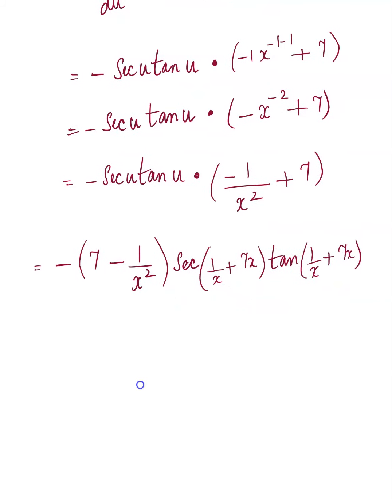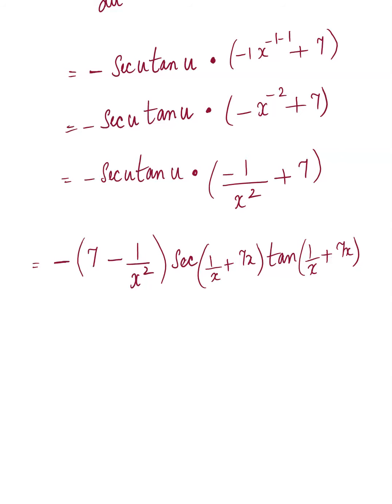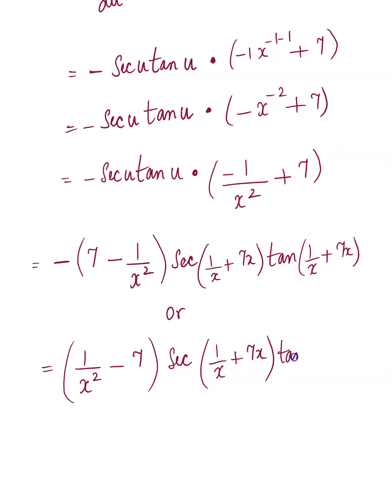I know it looks incomplete for some reason, because you have that huge expression following the secant and the tan, but that's the angle there. And you don't have to worry about expanding it or doing anything to it. Just leave it like that. The only other way to simplify this would be to absorb the minus, in which case it would be 1 over x squared minus 7, and then secant of 1 over x plus 7x times tan of 1 over x plus 7x. So these are the two variations I can think of for this problem.